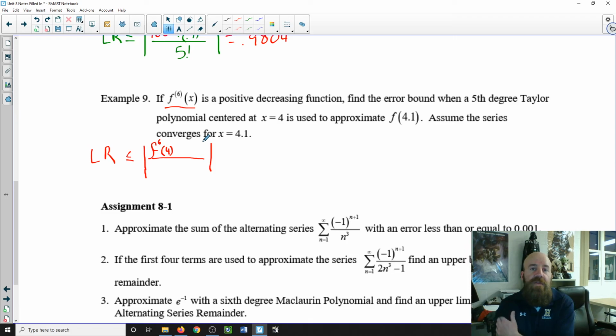And why we chose 4, so think about it. It says it's a decreasing function, so between 4 and 4.1 we're decreasing. Our values are getting smaller. So the maximum for the 6th derivative would be at 4. So that's what we have to evaluate at. Okay, that's going to be the max. Multiplied by, our x value is 0.1. That's what we're evaluating at, because remember it's the x value we want minus our center, so 0.1 difference to the 6th power all over 6 factorial.